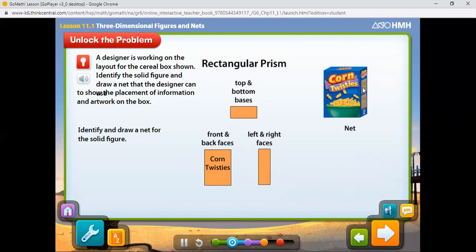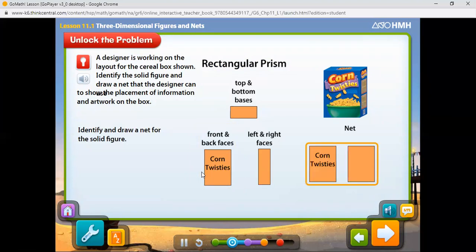Now, let's draw a net for the cereal box using the shapes that make up the solid. A net is a 2-dimensional figure that can be folded into a solid figure. Let's first draw the front and back lateral faces on the net. So first start by drawing the front and the back. Whenever they ask you to draw a net, a net means how the box will look when you open it up. That's called a net. So when drawing a net, first open up the front and back.